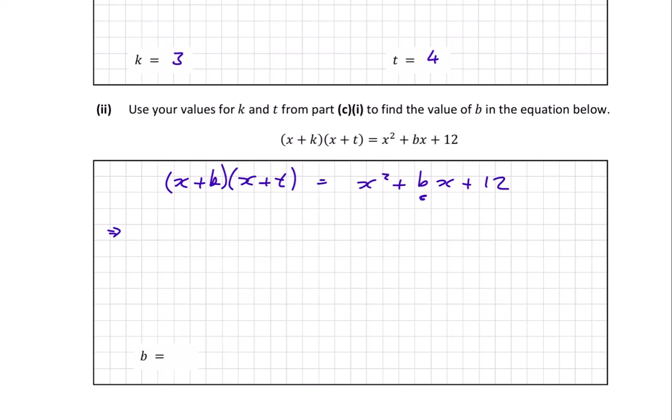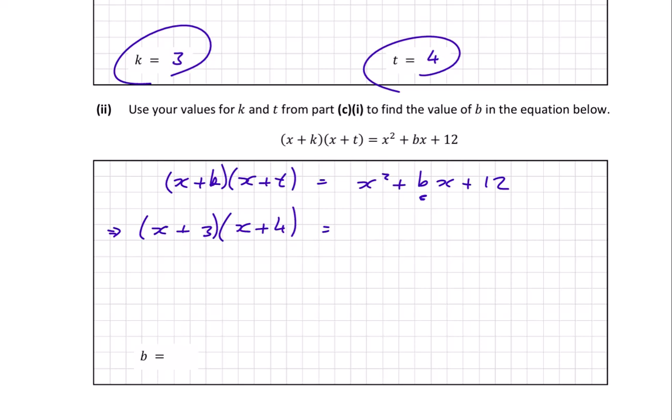On the left-hand side, we've got x plus, they want us to use the value for k that we got up here, so that's 3, and x plus this value here, then 4. Let's multiply those out. So that gives us x times x, which is x squared. x times 4, which is 4x. 3 times x is 3x, and 3 times 4 is 12.